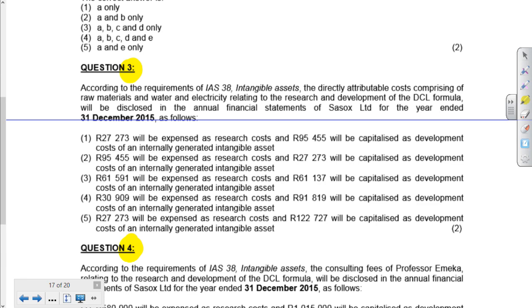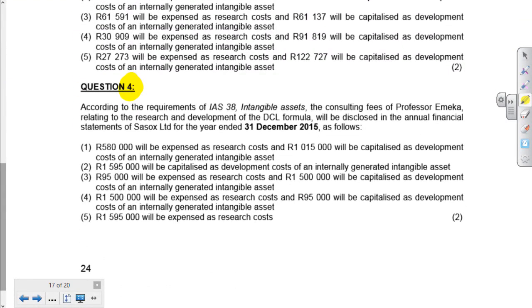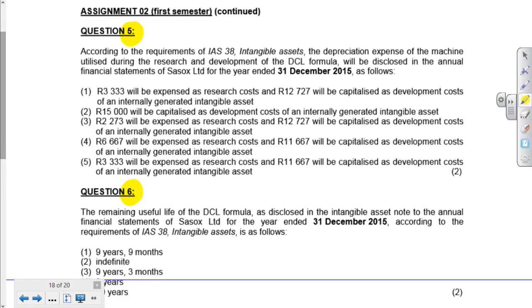Number 1, 27,773 as research, 95 as development. The remaining piece of cost is in last year. Question, according to the requirements, the consulting fees will be disclosed as 2. The entire amount will be development. It was only from the 1st of March. Question 5. According to the requirement, the depreciation will be disclosed for the research, for the formula, will be disclosed as 5. Yeah. It's the 333 and the 11,667.